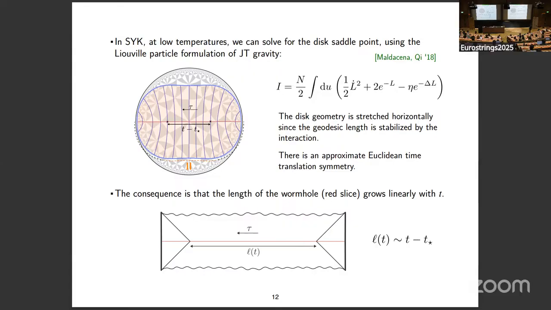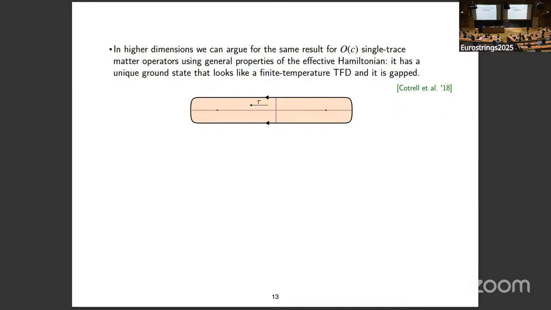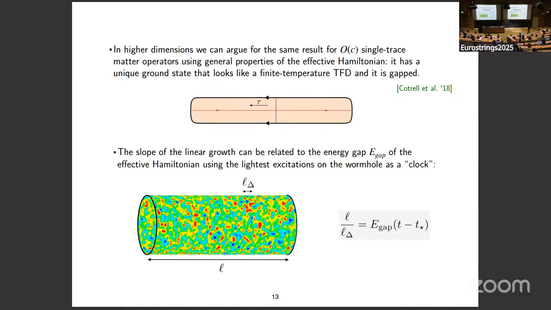So the length of the wormhole is essentially proportional to the circuit time that we use to prepare states, using the fact that this approximate isometry appears in the calculation. One can argue that the same thing happens in higher dimensions using generic properties of the effective Hamiltonian, although in that case the calculation is much more complicated, and we didn't do it in higher dimensions. But the point is that this shows that the length of the ensemble of caterpillars is on average growing linearly with the circuit time that we use to prepare the states.